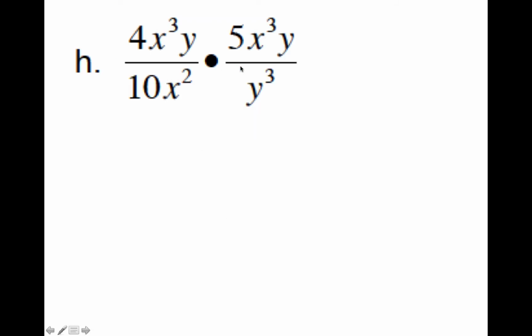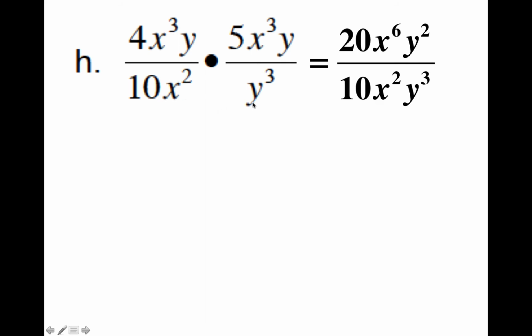Okay, this one we need to multiply these first and then we can simplify. So we can multiply the 4 times 5 is 20. X cubed times x cubed, you'd add the exponent, so it's x to the 6th. Y times y is y squared. On the bottom, we would multiply, get 10x squared y cubed.